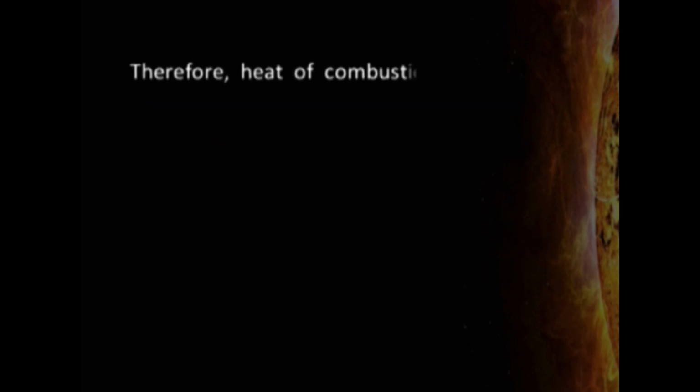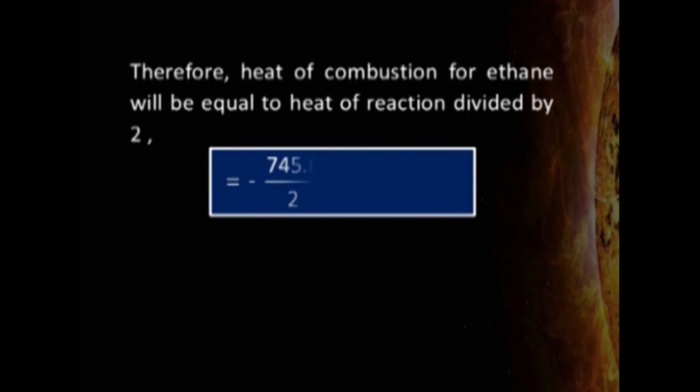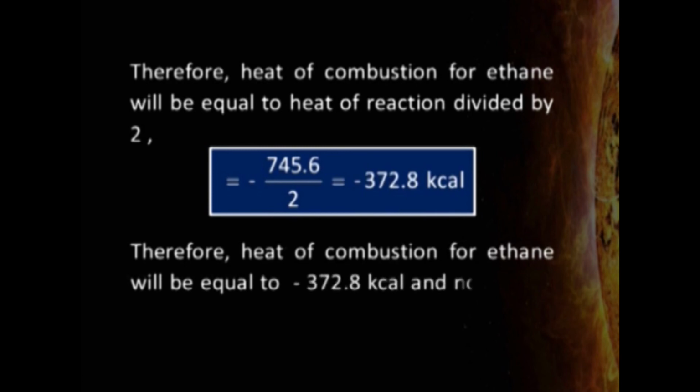Therefore, heat of combustion for ethane will be equal to heat of reaction divided by 2, that is minus 745.6 divided by 2, which is equal to minus 372.8 kilocalories. Therefore, heat of combustion for ethane will be equal to minus 372.8 kilocalories and not minus 745.6 kilocalories.